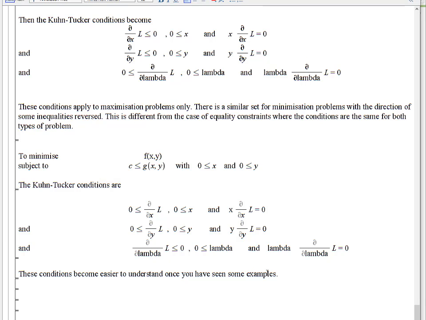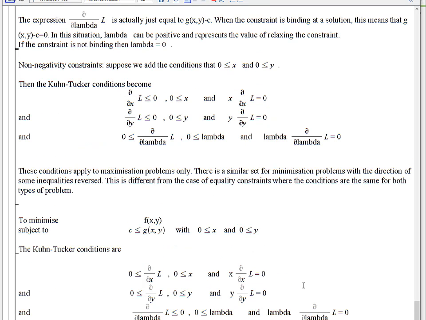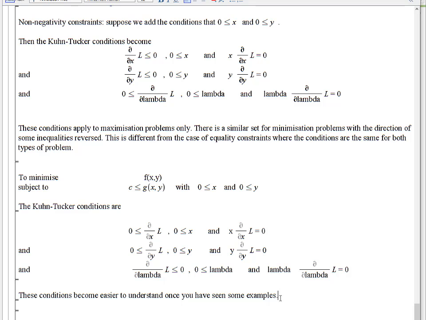Okay, and once you've seen a few examples, it becomes easier to understand why these are written out like this. But I'm not going to be testing on exactly why all these things are written out in the order they are, or how to solve them in great detail in the exam, though we might look at some examples of those on the problem sheets.